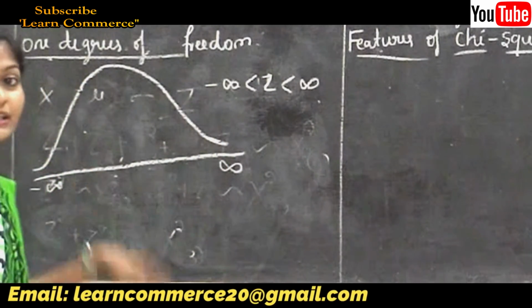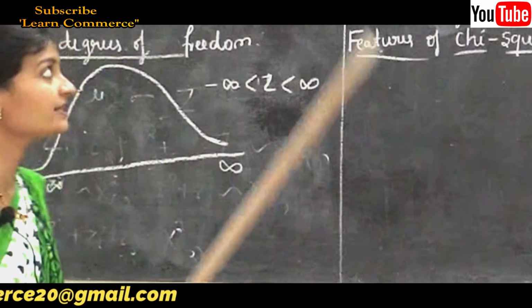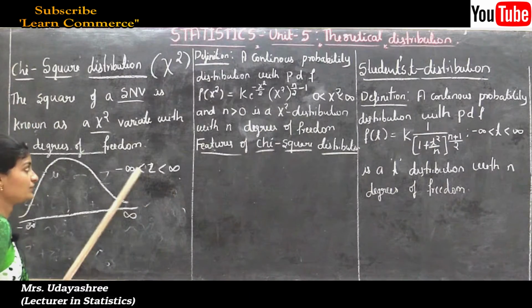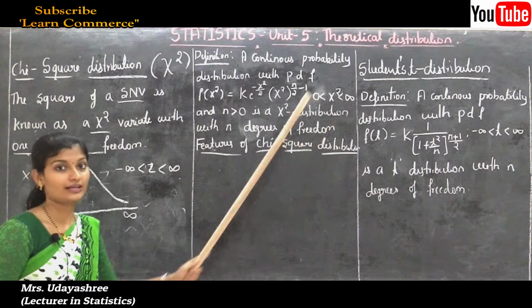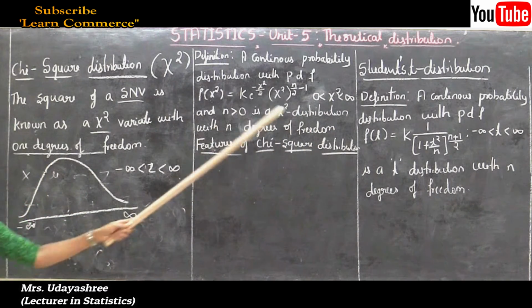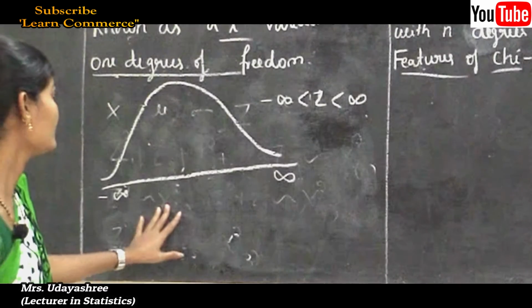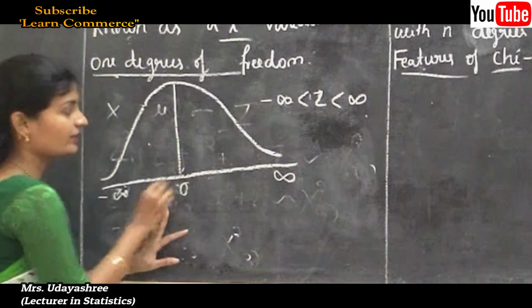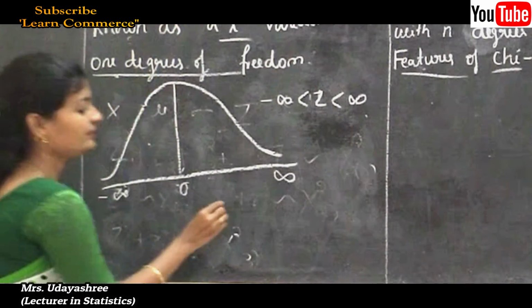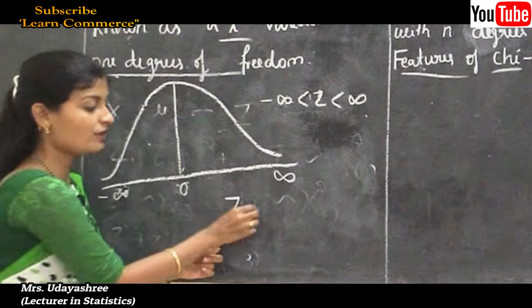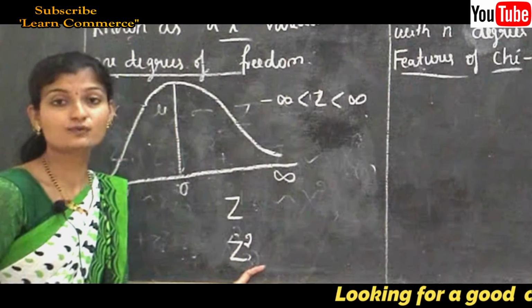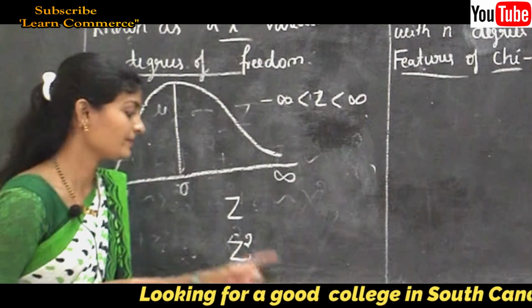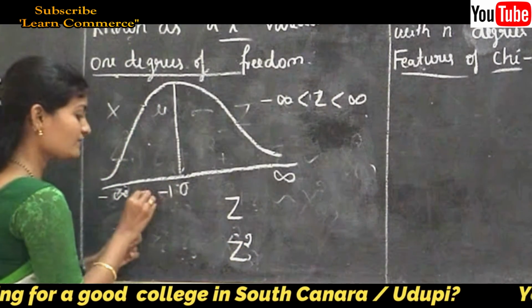But I already told you chi-square distribution is derived from normal distribution. But why is its range 0 to infinity? Let me teach you why. This is symmetric about 0. We know that if it is z, then it follows standard normal distribution. If it is z square, then it follows chi-square distribution with 1 degree of freedom. Here negative values are there like this.